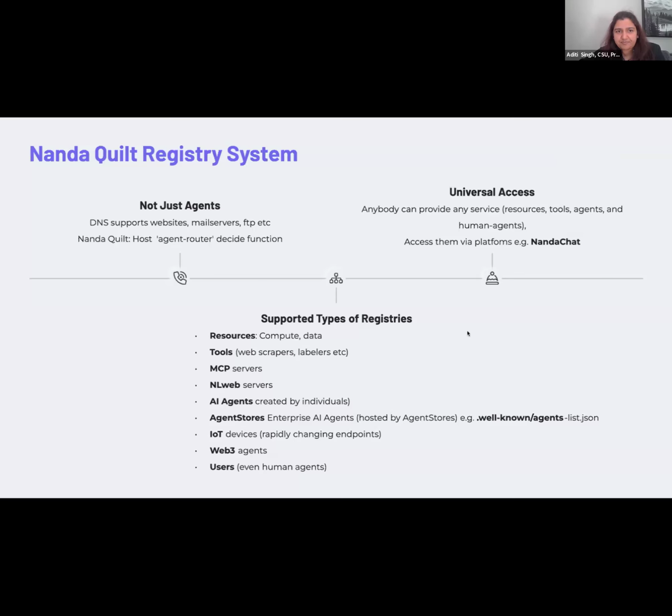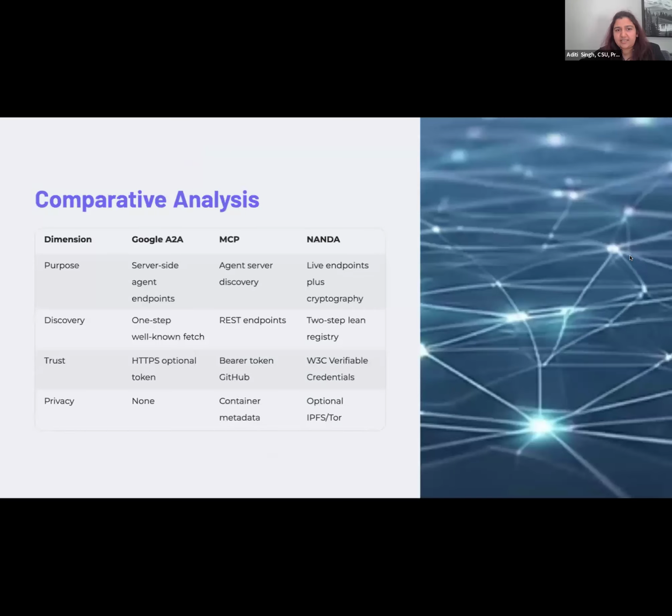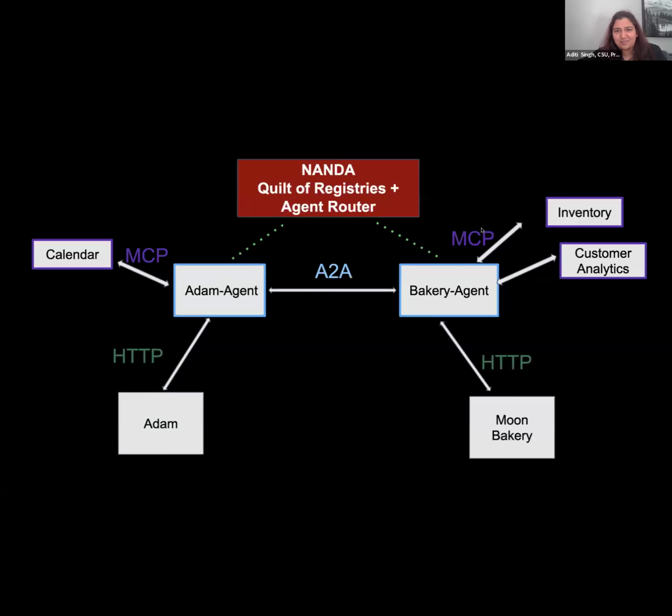Next slide, please. If you look at the different comparison levels, it's what I've said earlier. We can go to the next slide because this is the same thing which I've repeated.